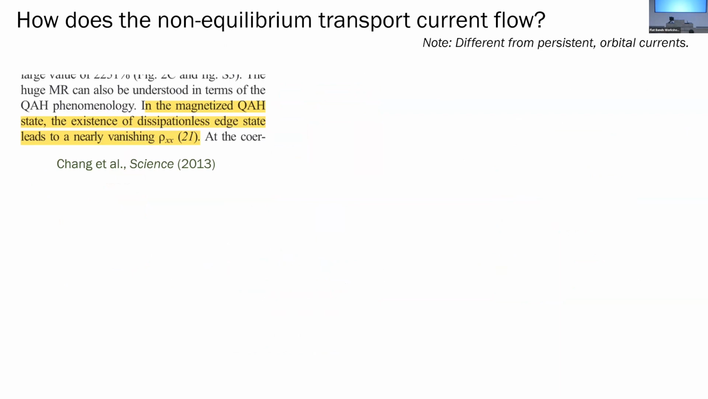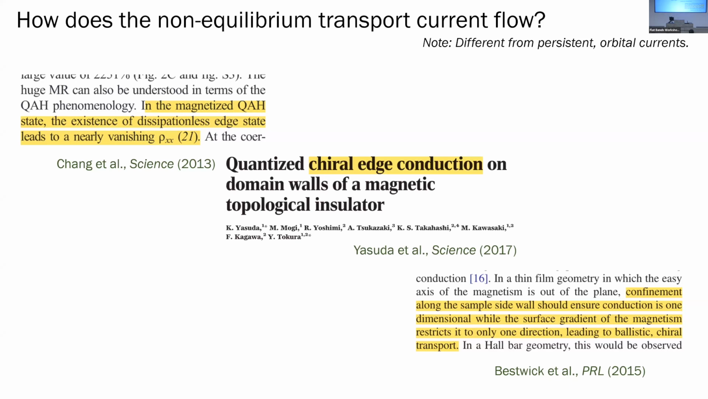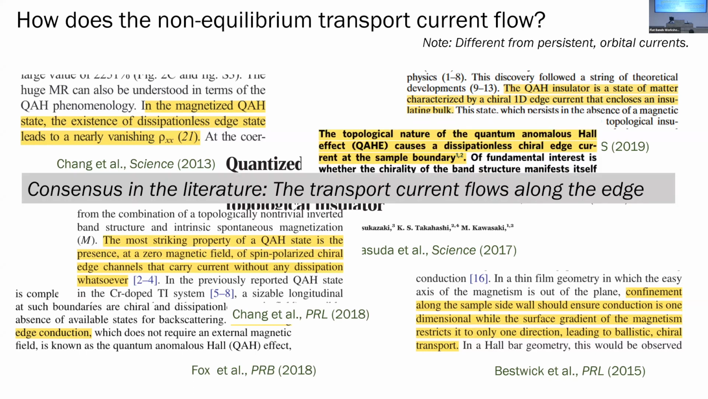So there are these dissipationless edge states that lead to nearly vanishing rho XX. There is confinement along the sample side wall that should ensure conduction is one-dimensional. There's chiral edge conduction. There is a 1D edge current, and so forth. So the conclusion, the consensus is very clear. The transport current is going to flow along the edges in these samples.